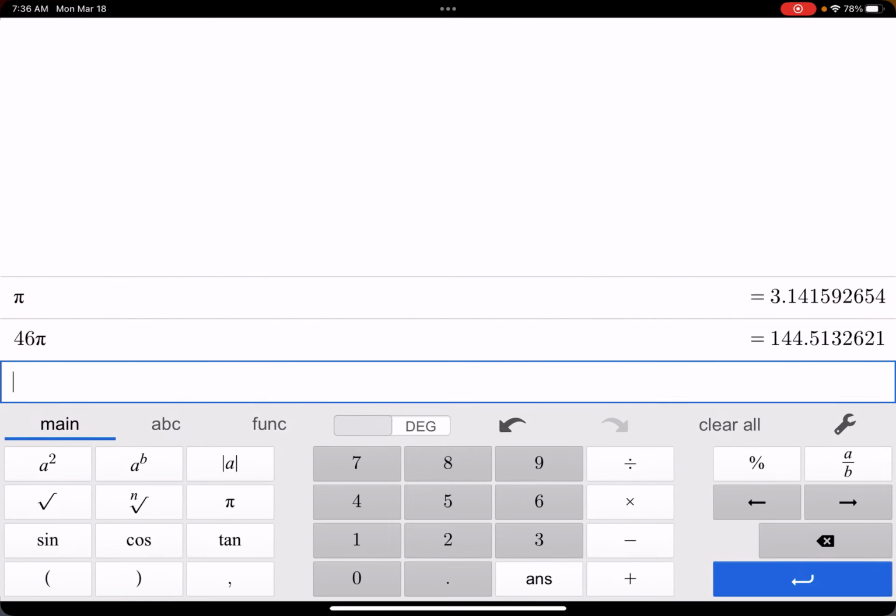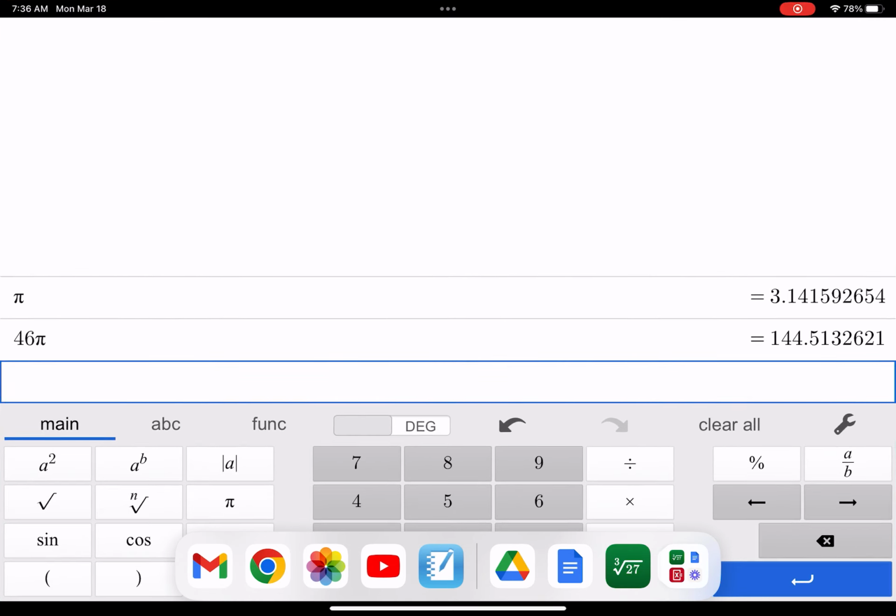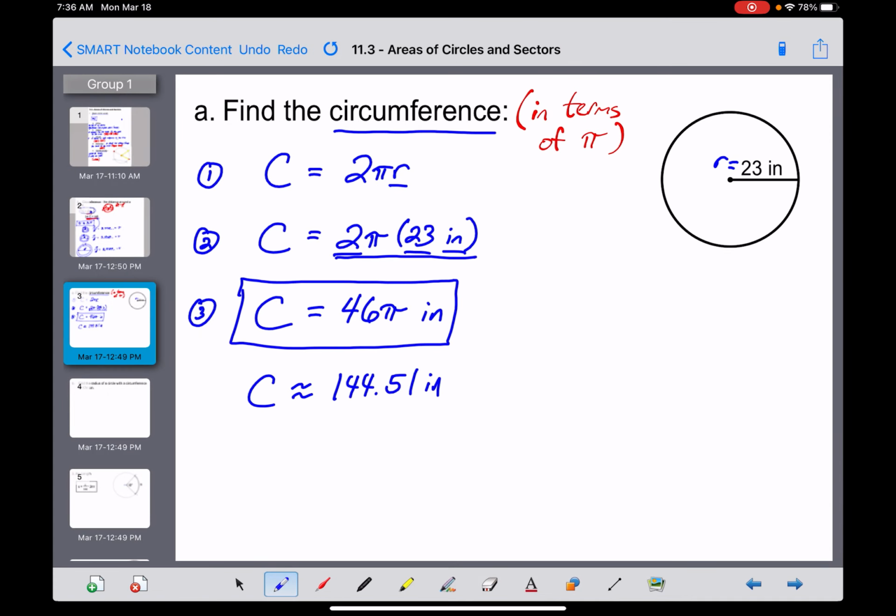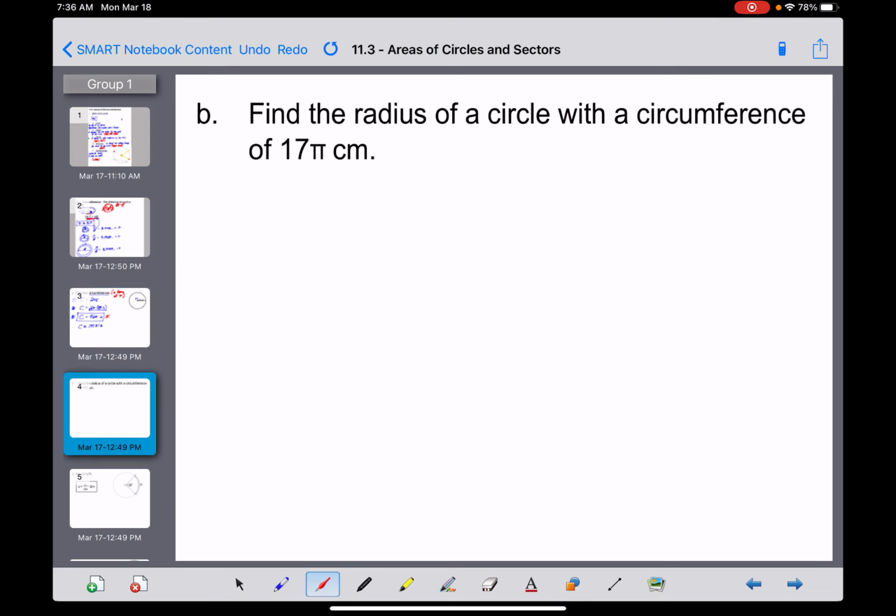It's just a question. Did I get that right? I did. It's just a question of what the directions are asking you for and how they want the answer expressed. But on most of the work that I give you at this level, I'm going to ask for the exact answer. So 46 pi would be our circumference there.